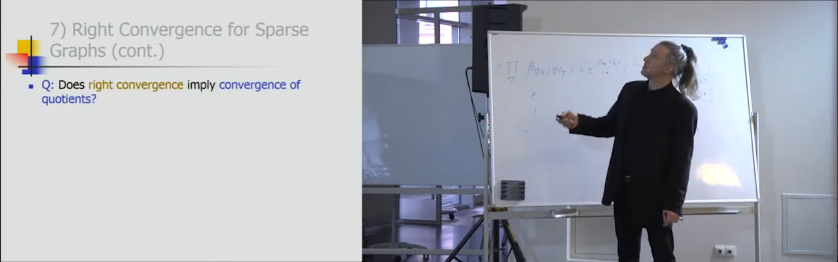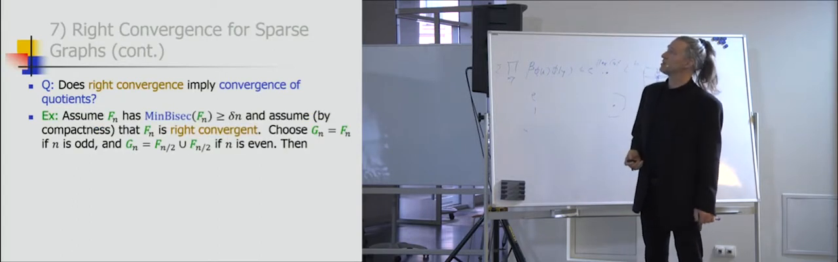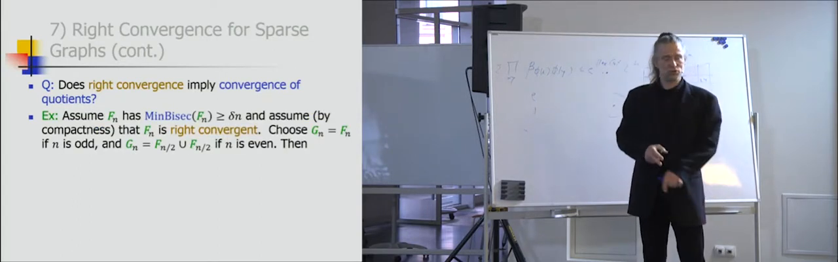So does right convergence, so what about the other way? Does right convergence imply convergence of quotients? Well, that turns out to not be the case either.